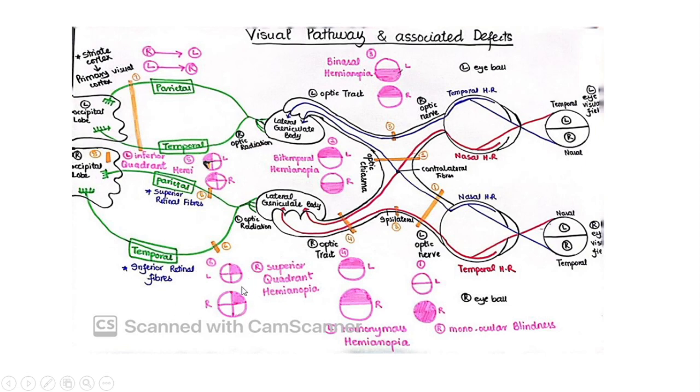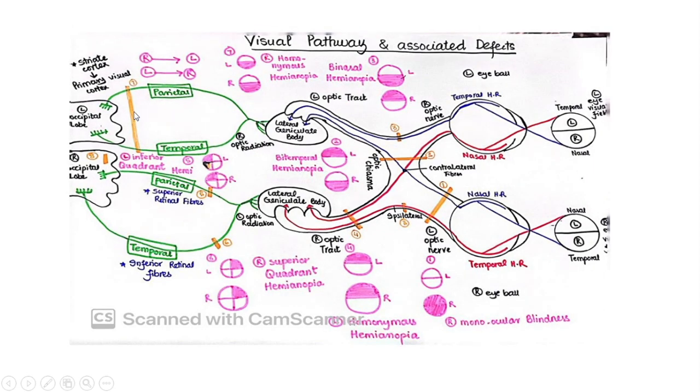So there will be right superior quadrant hemianopia with shading of this and shading of this. Then comes the seventh lesion. This is the seventh lesion, in which both the superior retinal fibers and inferior retinal fibers are going to be damaged, which are making up the whole optic radiation. So this is the left side, and the whole left optic radiation is going to be damaged.